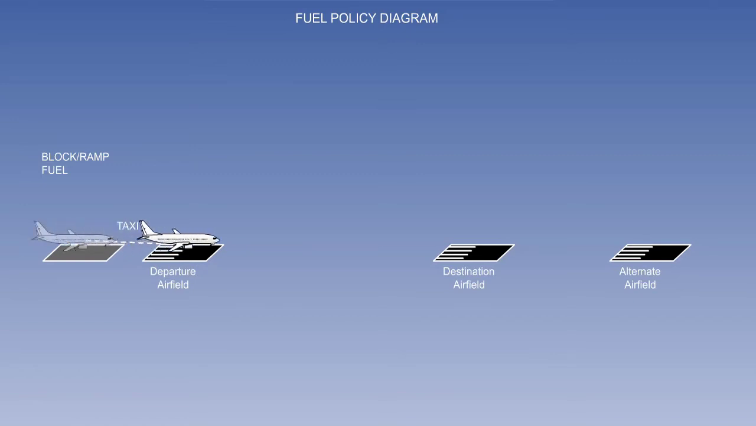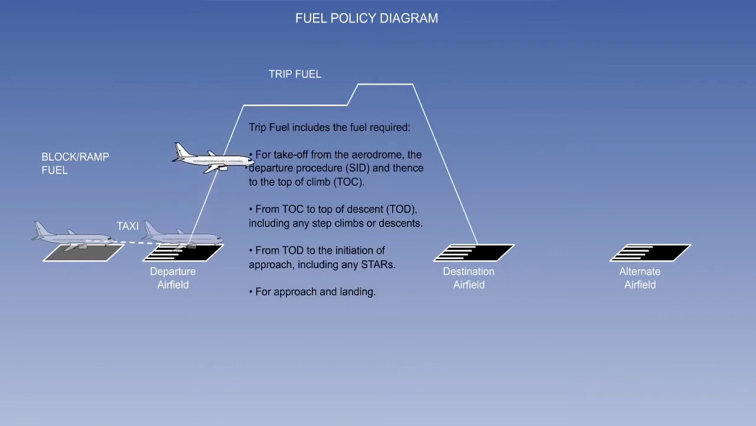The first of the segments that makes up block ramp fuel is called the start or taxi fuel, which is a specified amount of fuel required to start up, taxi and hold if necessary, before lining up on the runway for takeoff. It will also include an amount used by the auxiliary power unit to provide necessary services prior to engine start. The next consideration is the make-up of trip fuel.